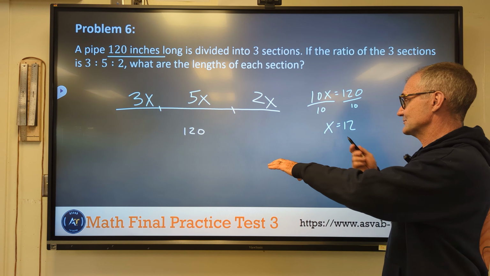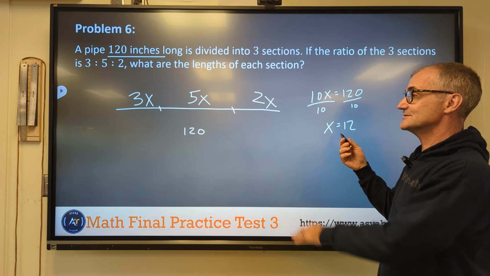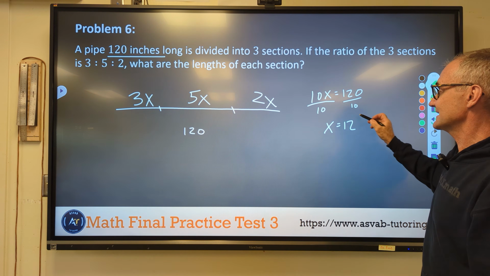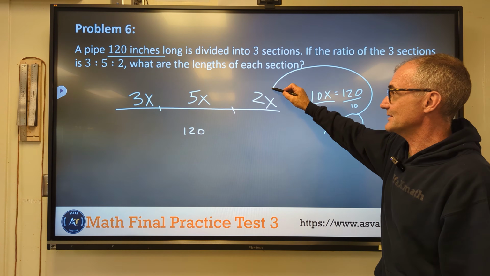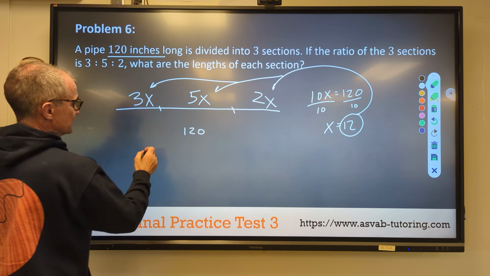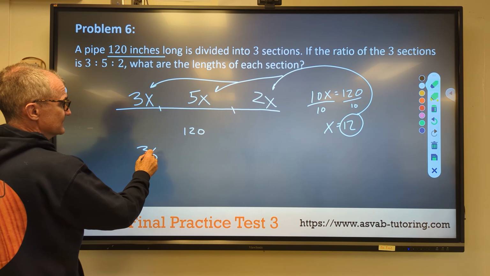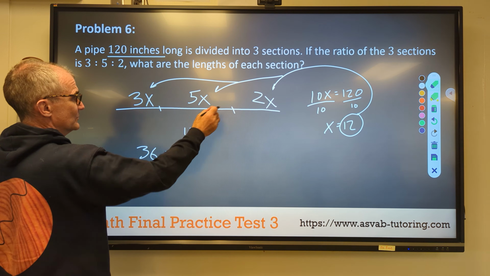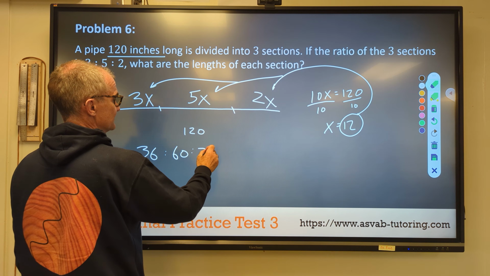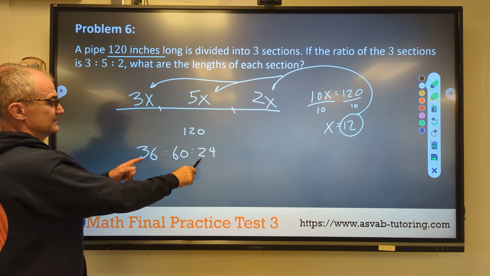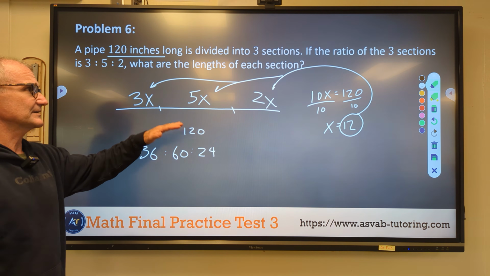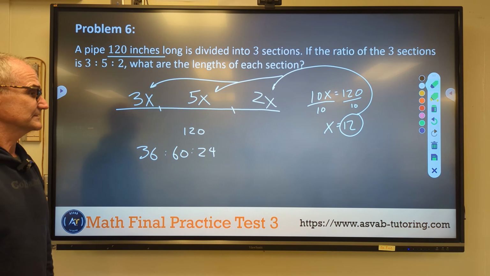If it was multiple choice, 12 would be an automatic distractor, would be one of your answers. It's not. It's asking you what are the lengths of each section. I got to take that value of 12, plug it back in for x in all these places. 3 times 12 is 36. 5 times 12 is 60. 2 times 12 is 24. Let me double check that. This is going to add up to 60 and 60, 120, and the ratio is 3 to 5 to 2.